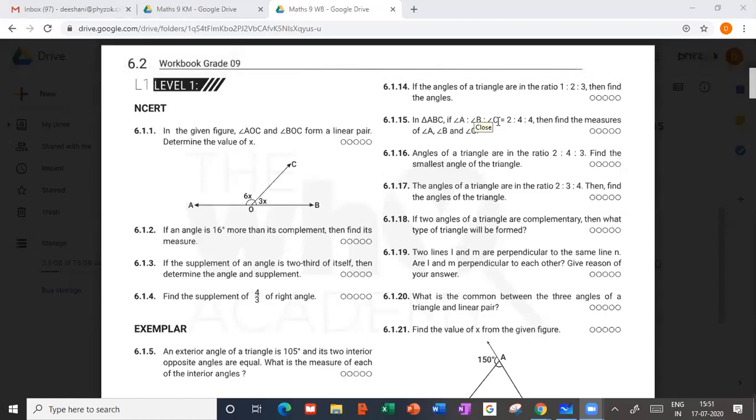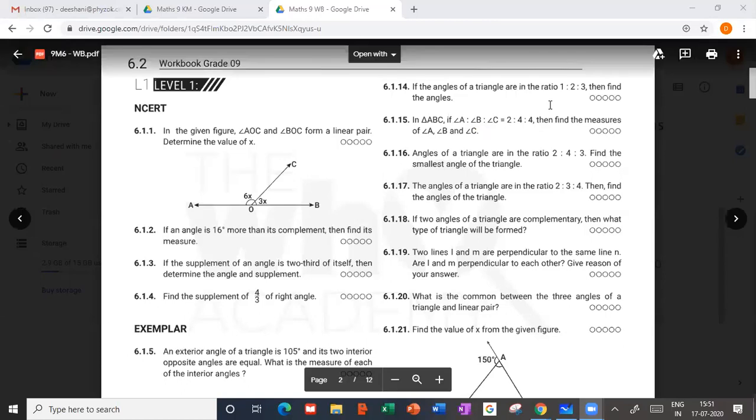Ma'am, as you can see, it's a linear pair. So we've already got the values 6x and 3x. We can equate it: 6x plus 3x equals 180 degrees, and in the reason we can write that it's a linear pair. After solving it, you get 9x equals 180 degrees and x equals 20. Correct. So everybody got it, right? This is a linear pair. It's given in the question itself, which means you can directly say 6x plus 3x is 180.